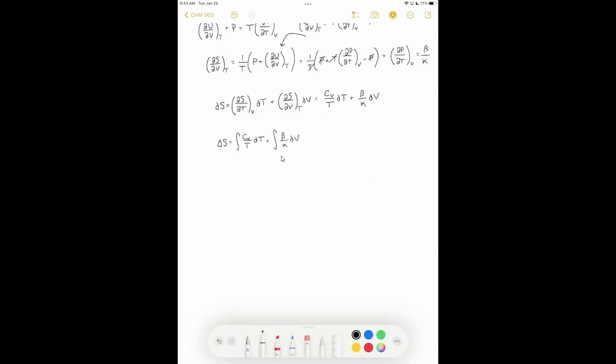Obviously, the starting point is going to be very similar. So we'll say that dS is equal to the partial derivative of entropy with respect to temperature at constant pressure, dT, plus the change in entropy with respect to pressure at constant temperature, dP. And I'll give the answer here. We'll go through this in class and on the homework. The answer that we get is that the change in entropy is equal to Cp over T dT minus V beta dP. So we'll go through this in class.